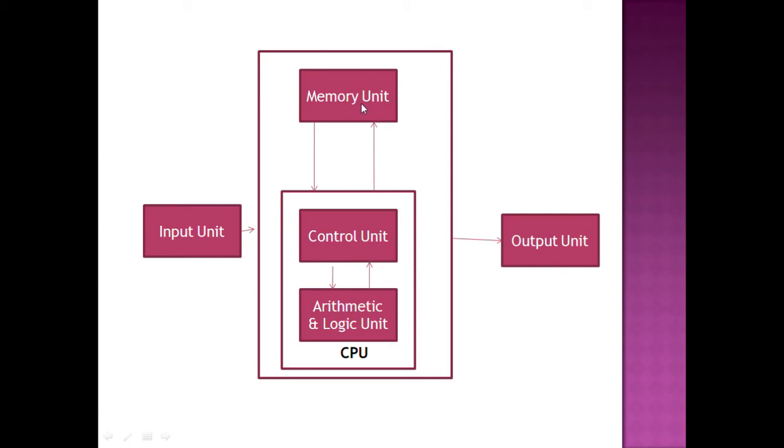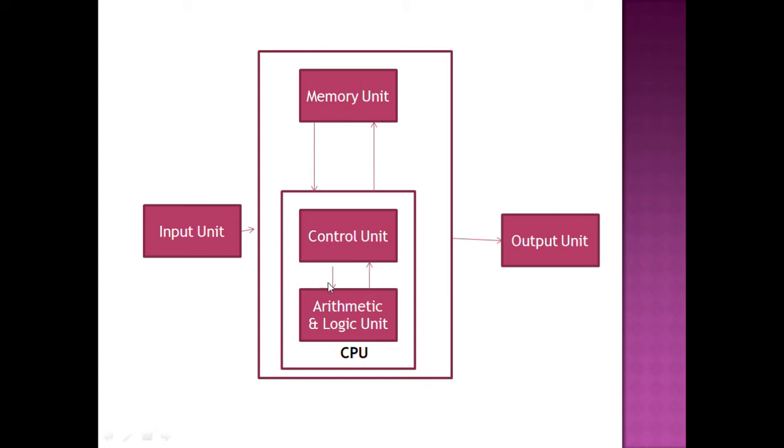Then in the center we have the memory unit. This memory unit can communicate with my CPU. It sends the information to the CPU, and the CPU again sends the information back to the memory unit. Here we can see that the CPU does not send the information back to the input unit. Is it sending? No, the arrow does not indicate that. It only receives the information from the input unit.